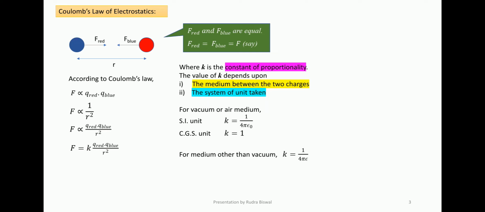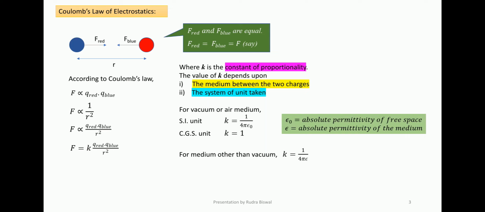In vacuum or air medium, for SI unit k is equal to 1 by 4 pi epsilon naught, and for CGS unit k is equal to 1. For a medium other than vacuum, k is equal to 1 by 4 pi epsilon. Here just remember, epsilon naught is the absolute permittivity of free space and epsilon is the absolute permittivity of the medium. In another video we will discuss more about them.